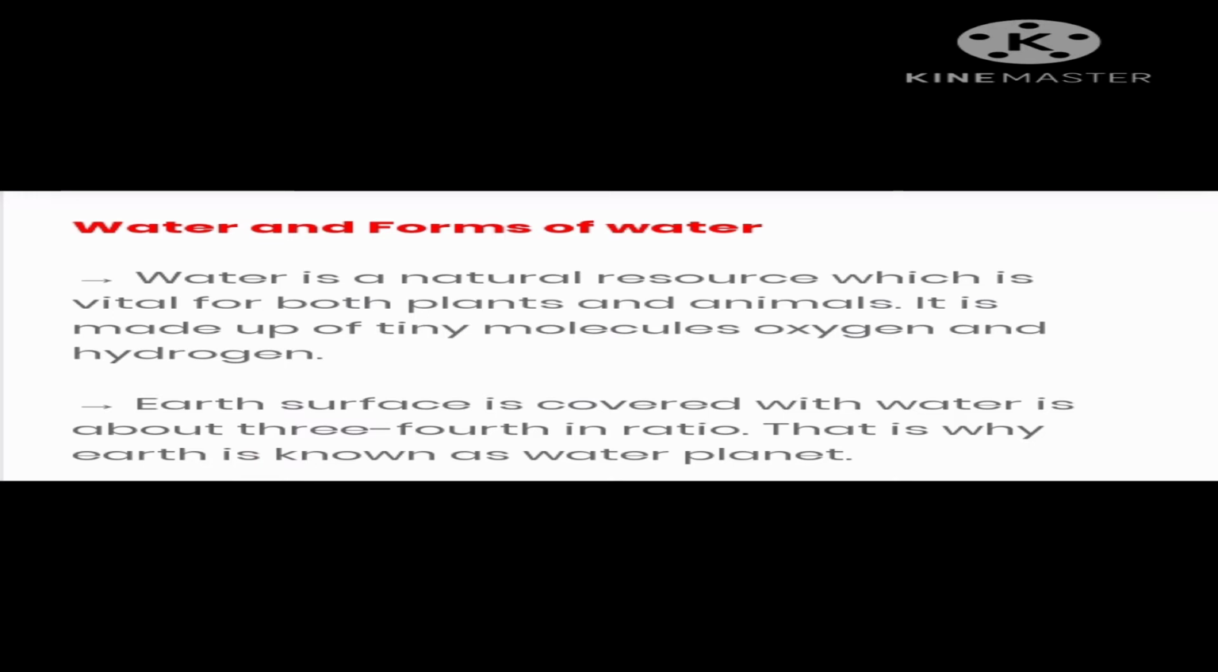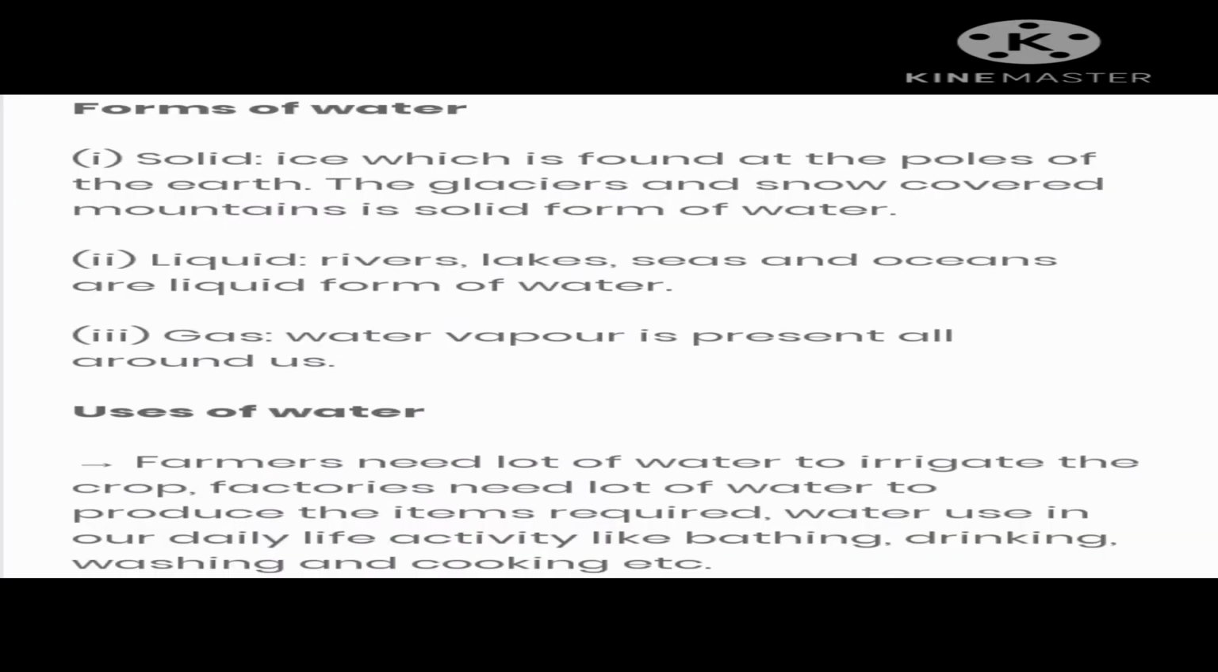Now we will study about different forms of water. As you know, water exists in three different forms, that is solid, liquid and gas. Now the solid form of water. Ice which is found at the poles of the earth is actually the solid form of water. The glaciers and the snow covered mountains are the solid form of water.